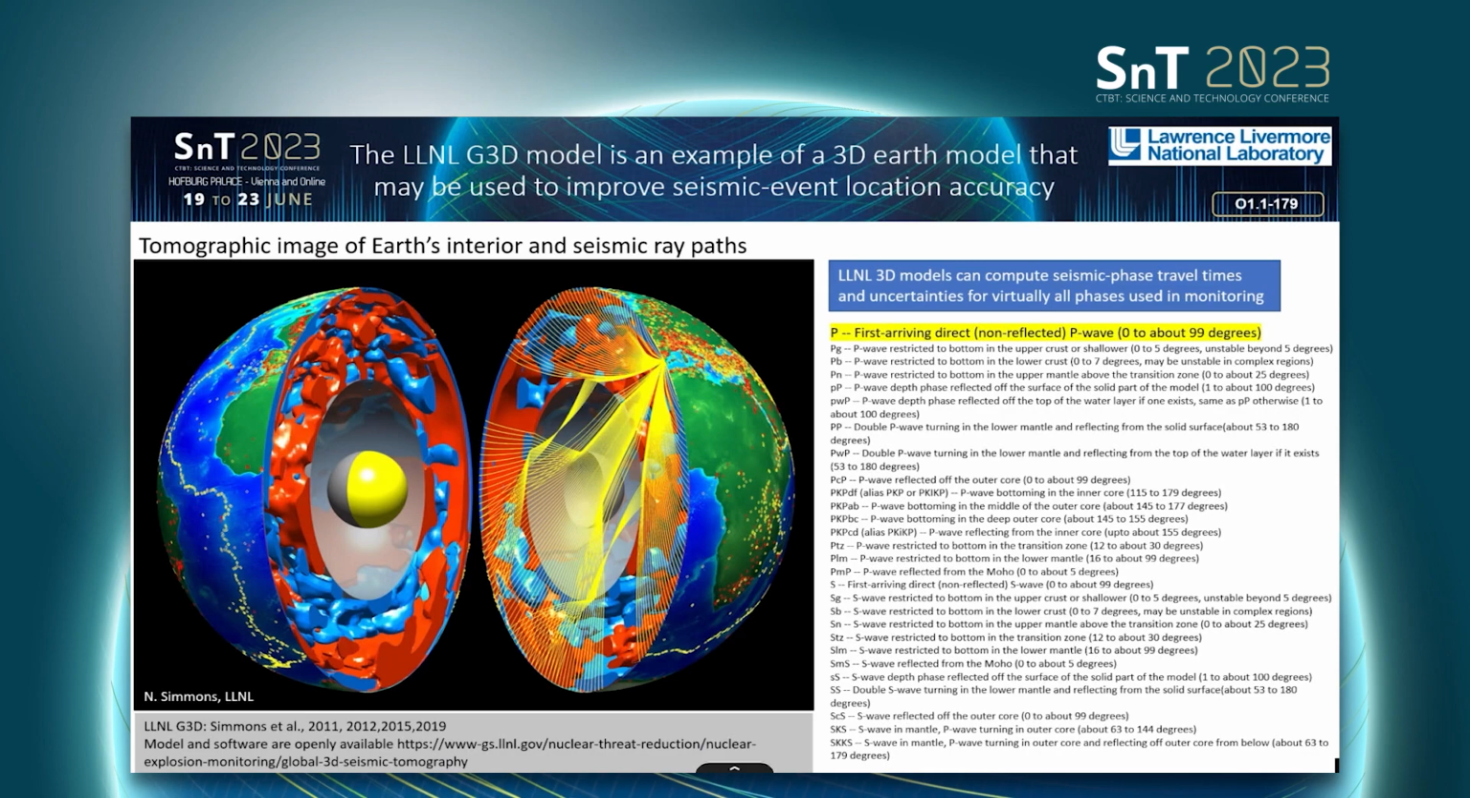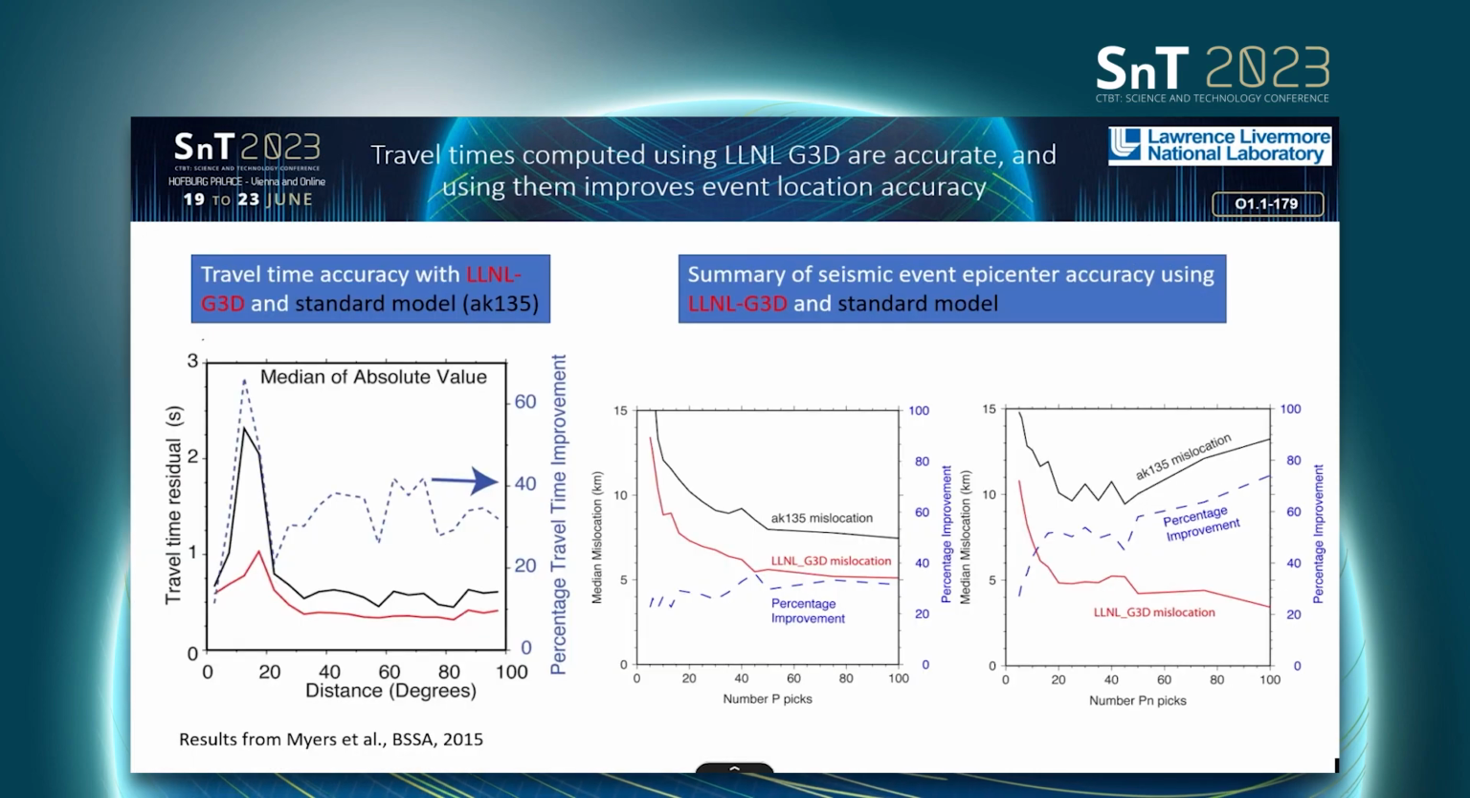Now we're moving on, and we actually have a version of this for computing full waveforms as well. But relevant to this talk is the fact that through this model, we can compute just about any phase that would realistically be used in seismic monitoring. The list of them is there. I won't go down the whole list, but the first one that we look at is just the first arriving P wave, which tends to be the one most commonly used in monitoring and is extremely important for event location.